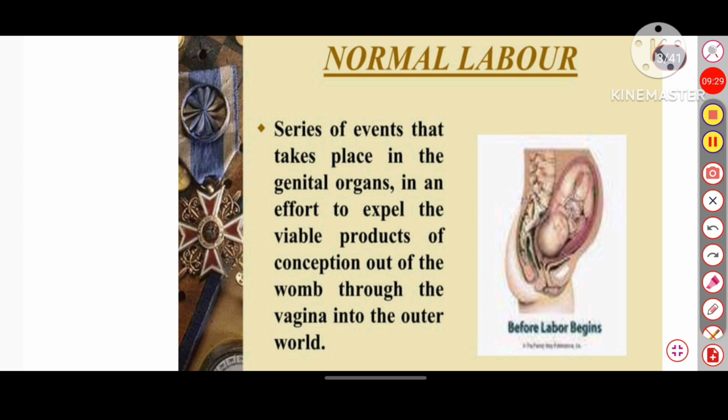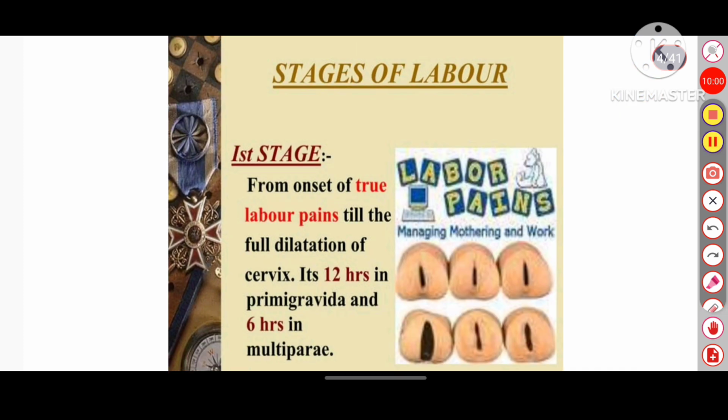Normal labor is a series of events that takes place in the genital organs in an effort to expel the viable products of conception out of the womb through the vagina into the outer world. This is called normal labor.